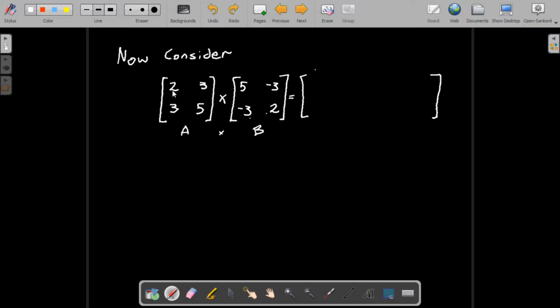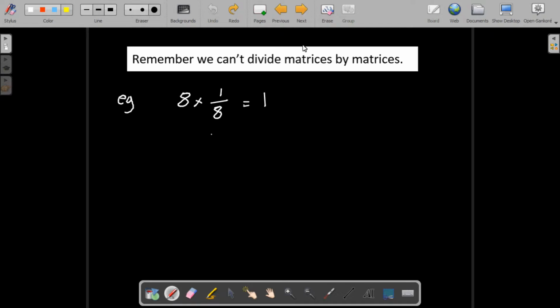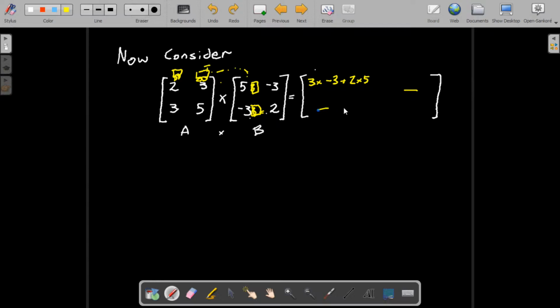Just by hand, using our train method, so you can draw your trains in like this. Here's our engine and our carriage. Where does the train go? All the way down here. It ends up stopping at this stop here. Okay, and so we start off with 3 times minus 3, and 2 times 5. So fill out the rest of those spots in there. Pause the video and have a go.